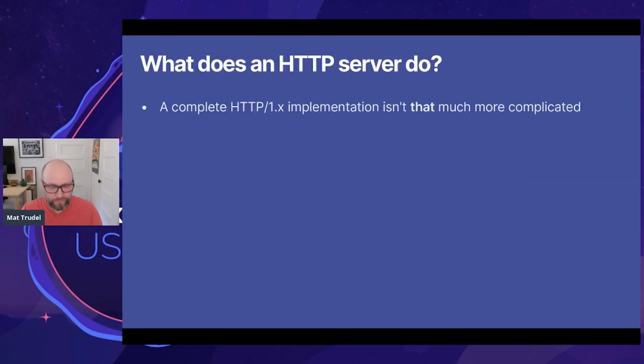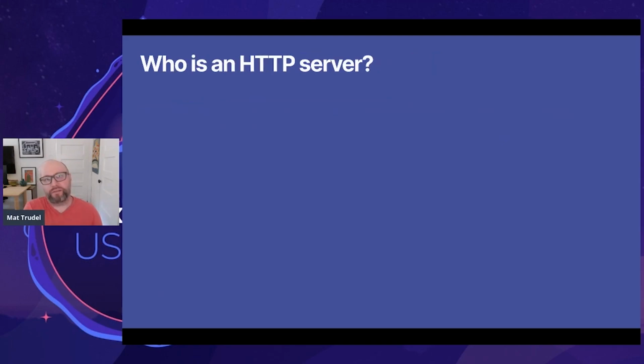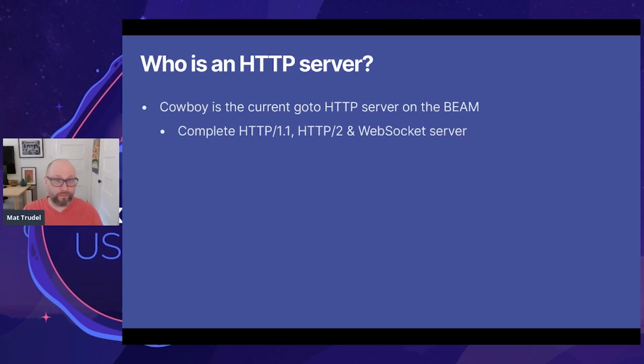When you think about what goes into making a useful server, though, it's not really that much more complicated than that. Fundamentally, we're parsing a request from a client, possibly reading the body in, figuring out what to send back to them, and then sending that back to the client conformantly. That's what the core of any implementation does. The go-to implementation of this in the Beam world today is Cowboy, written by Loic, the same person who wrote Ranch. It is a complete implementation of HTTP 1.1, as we just saw, as well as HTTP 2 and WebSockets.